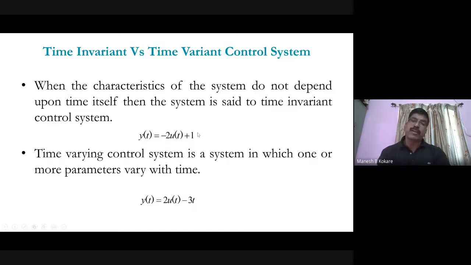But here there is no factor of t, so your output depends upon the input only. So u of t is the input. Whereas in this case your output depends upon the input as well as the time. So as time changes, your output will also change. So this system is called a time variant control system, whereas this system is called time invariant, because not a single parameter is dependent on the time here basically, right? But this factor depends upon the time. So this is a time varying control system and this is a time invariant control system.